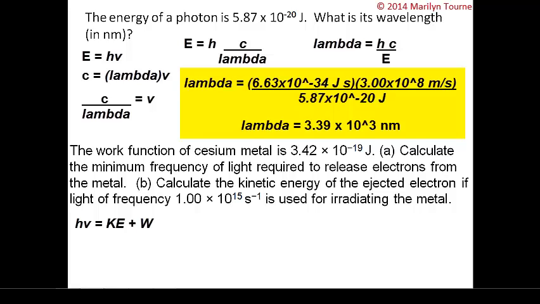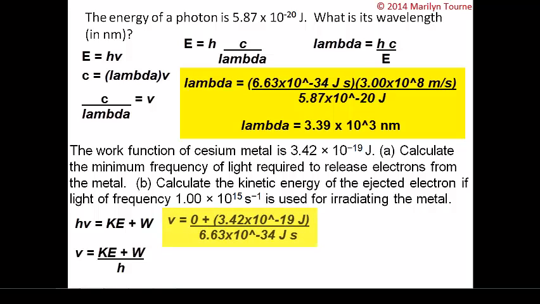So I end up having nu is equal to kinetic energy plus work function, divided by Planck's constant. But I'm going to put a 0 where the kinetic energy is. Then I have the work function, 3.42 times 10 to the negative 19th, divided by Planck's constant. That gives me a frequency of 5.16 times 10 to the 14th hertz, or 1 over seconds.